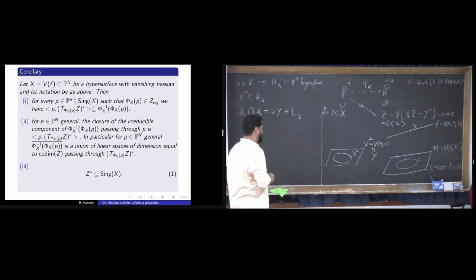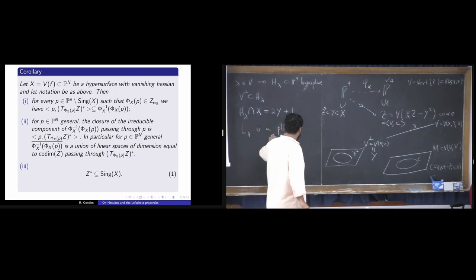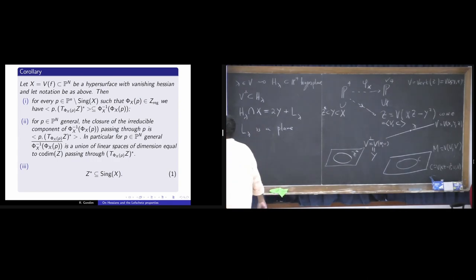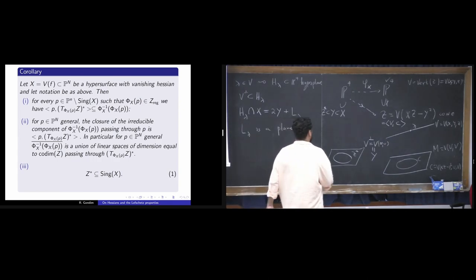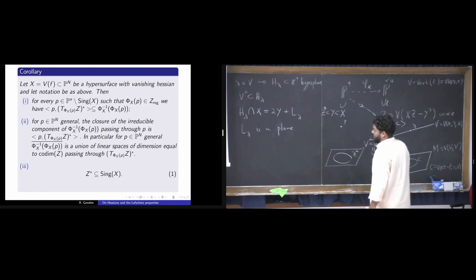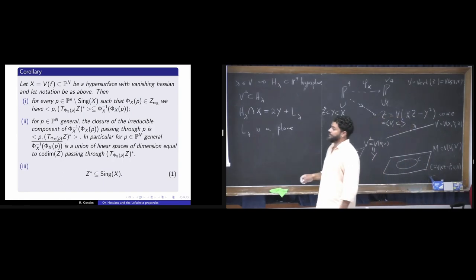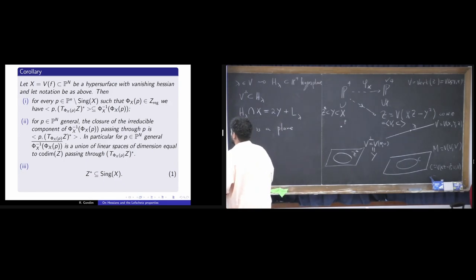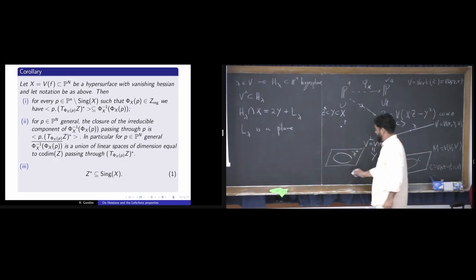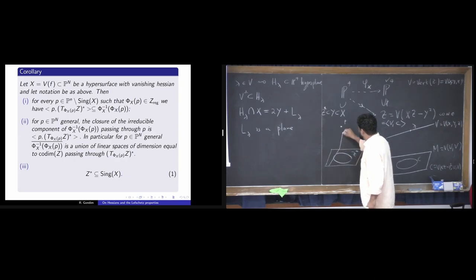L lambda is a plane. But let me say something about this plane. If I take a point P and I want to understand the fibers of the polar map, I will see exactly this way.